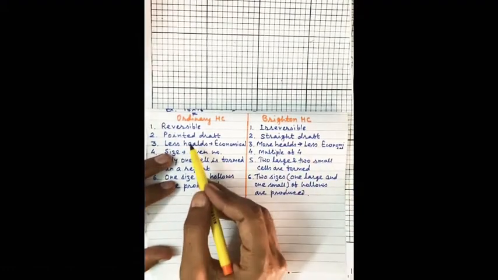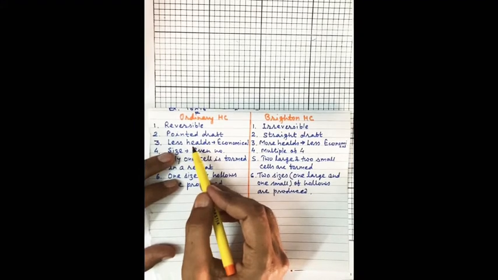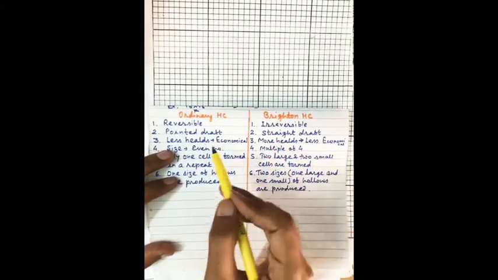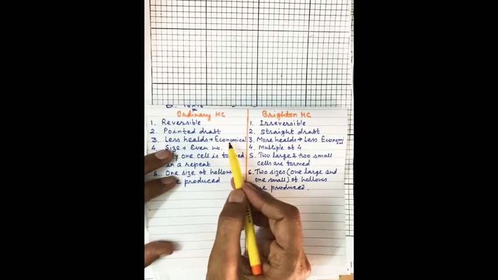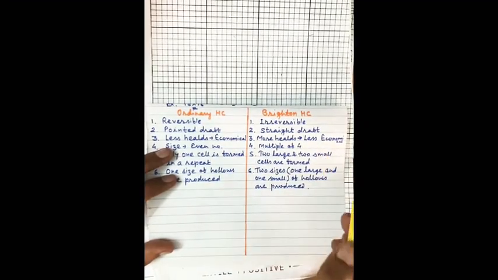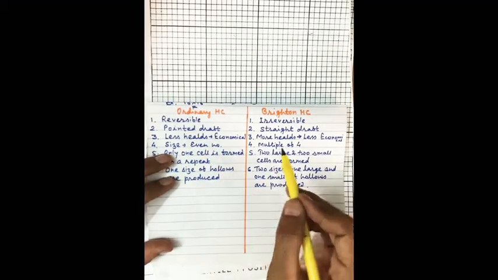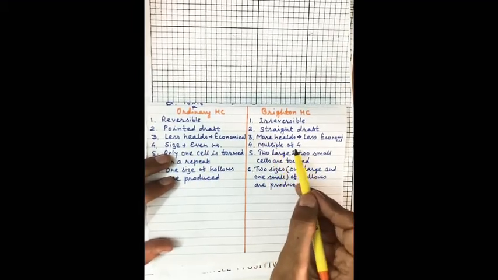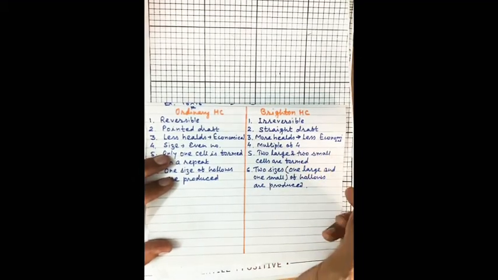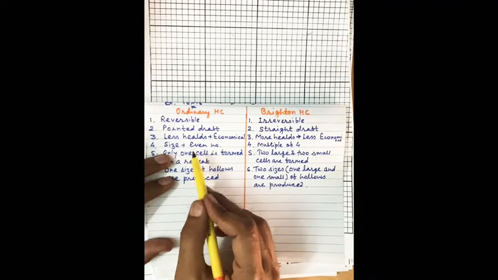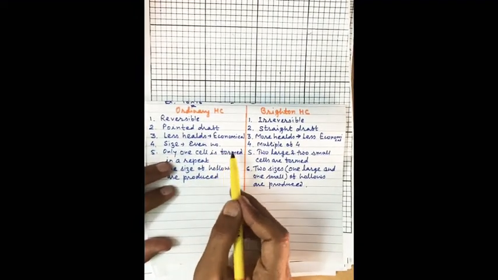And because we are using pointed drafts, so less number of heald frames are required. Just half the number of heald frames are required as compared to straight draft. So the fabrics constructed in ordinary honeycomb will be more economical as compared to Brighton honeycomb. Sizes, these can be produced on any even size, but these can be produced on multiple of 4. So we can produce in 8x8, 12x12, 16x16, 20x20. But these can be constructed on 8x8, 10x10, 12x12, 14x14, and any even size.